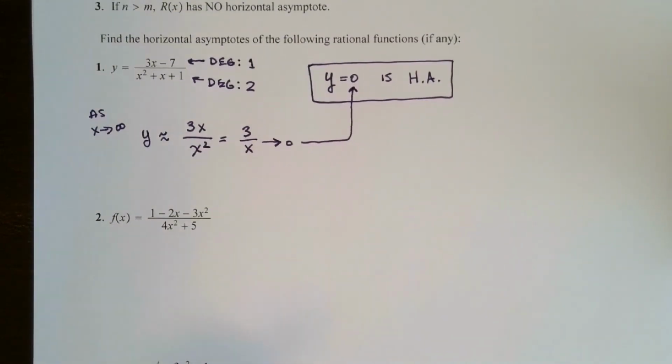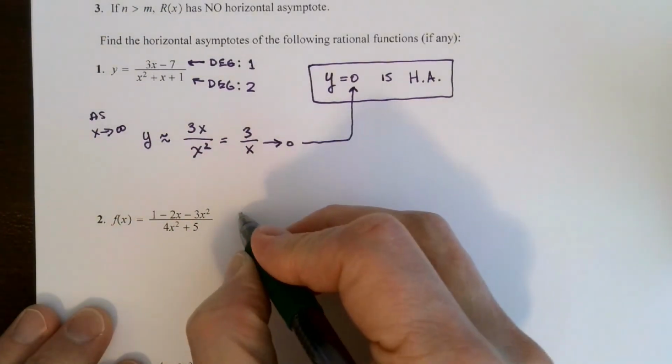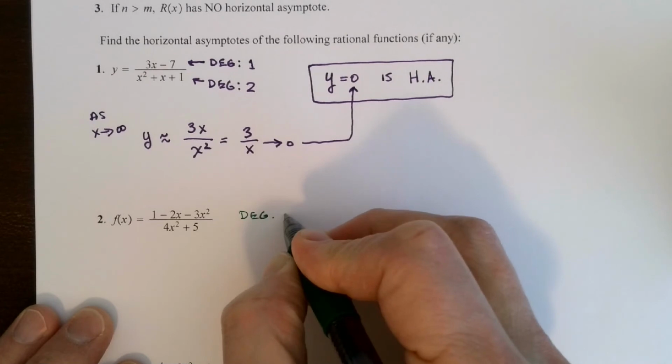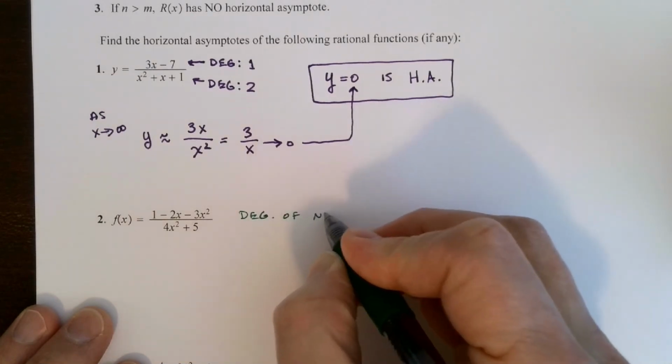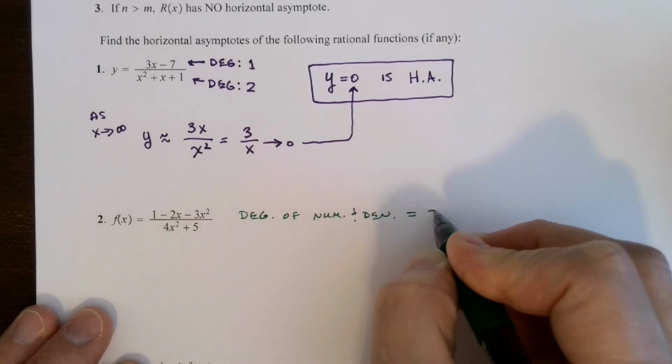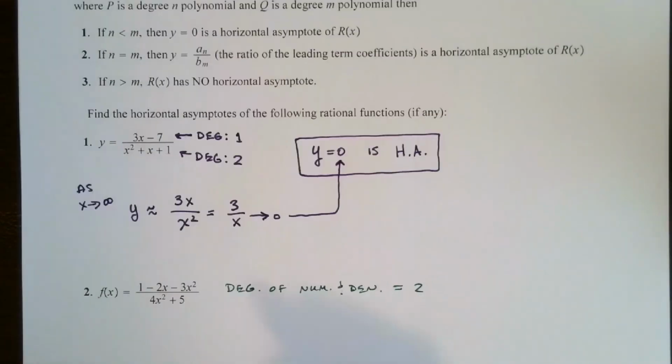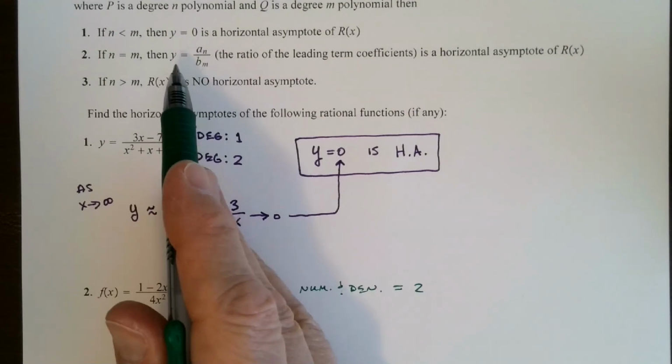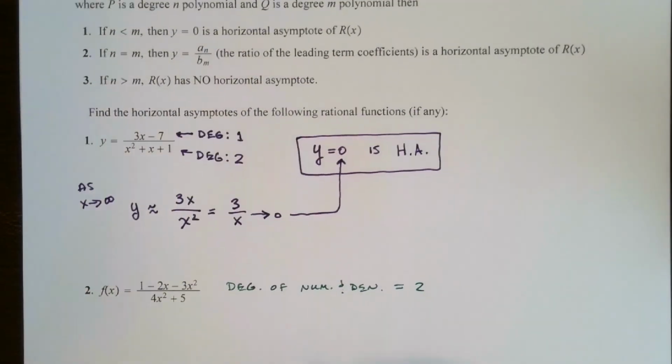All right, let's take a look at this one. We'll do it both ways real quick. The degree of the top and bottom are the same. The degree of the numerator and denominator is equal to 2. And so they're the same. So what happens if the degrees are the same? Horizontal asymptote is the ratio of the leading term coefficients.